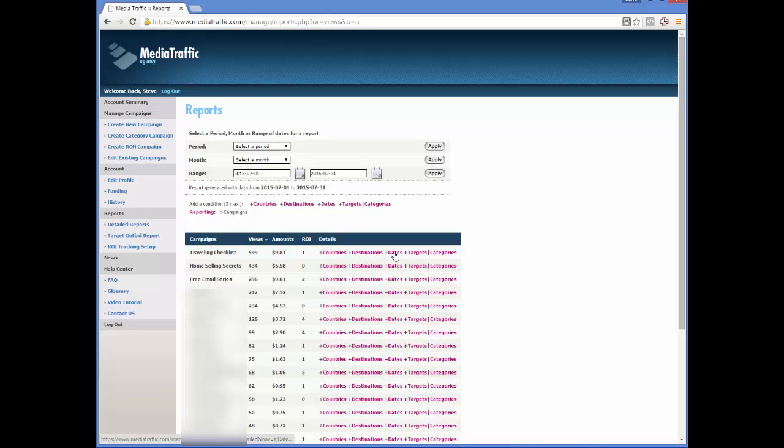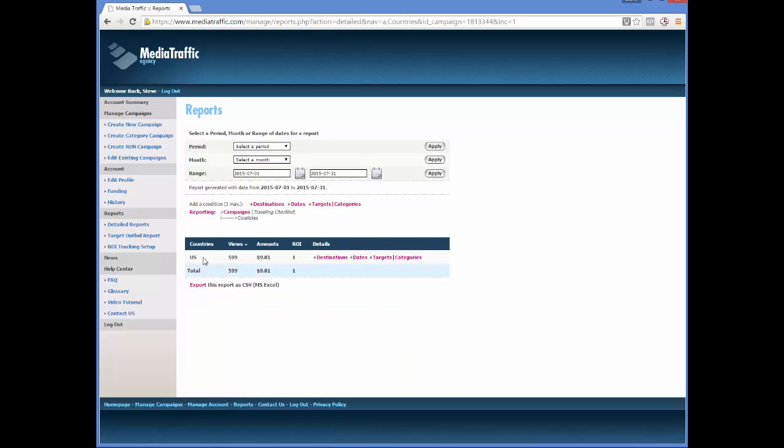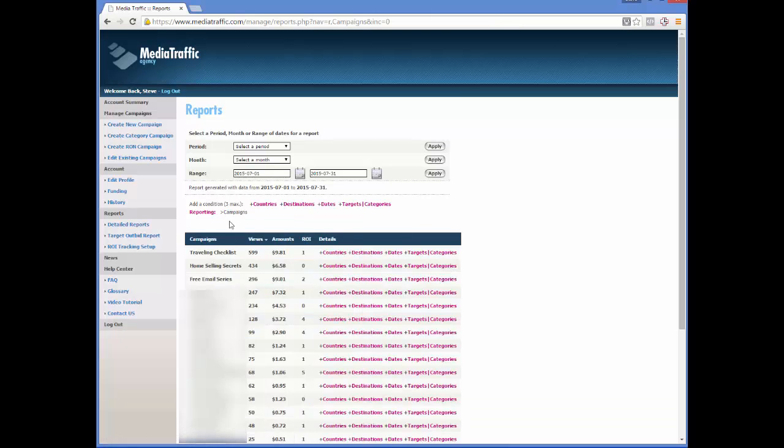These are all selections you can choose to the right of the campaign name. What countries, what destinations, dates, and targets. So now countries, of course, we've only been promoting in the United States. If there were other countries, it would show the abbreviation for the country along with how many views for that country, the cost, and number of leads. When you're finished looking at a particular part of the report, just right above it, click on campaigns again, and it gets you to that initial screen.